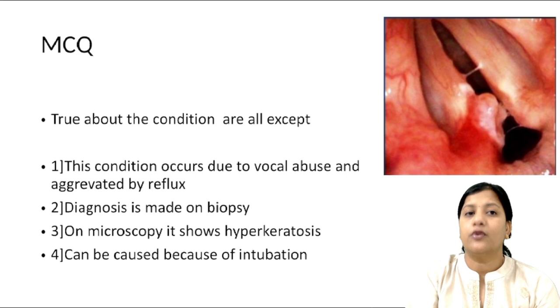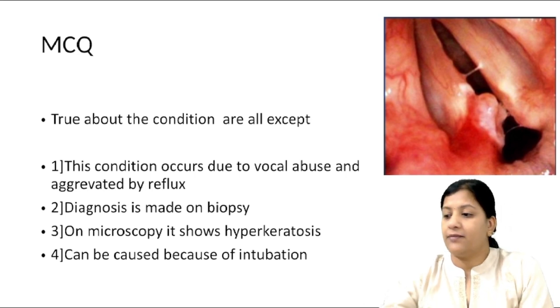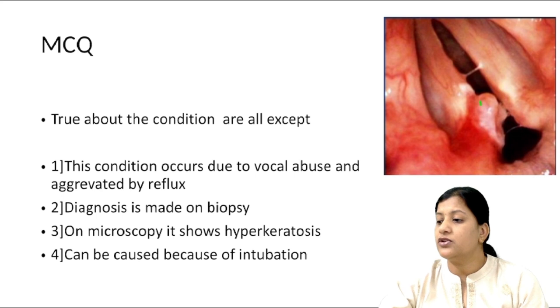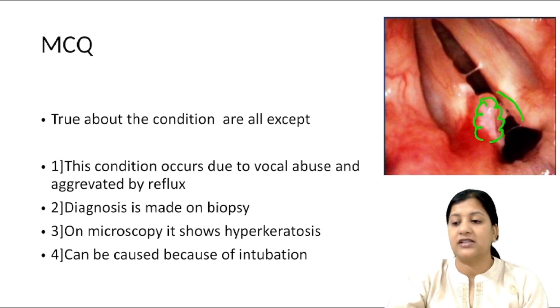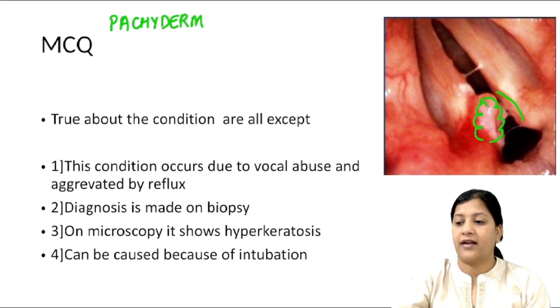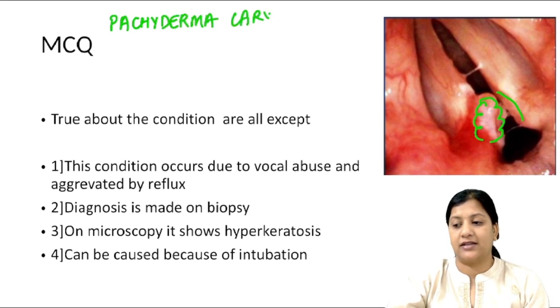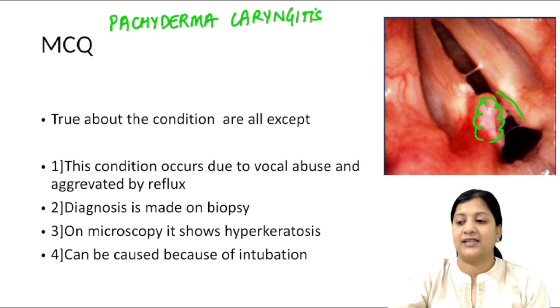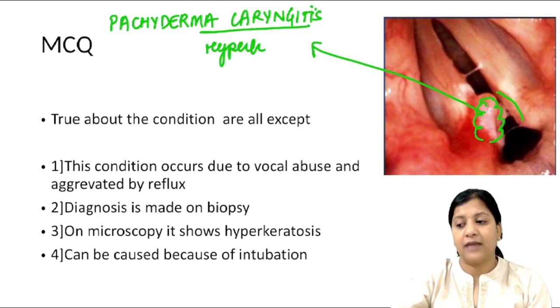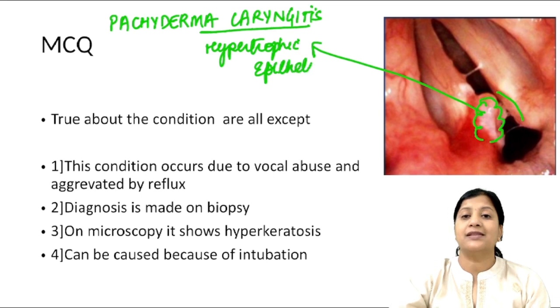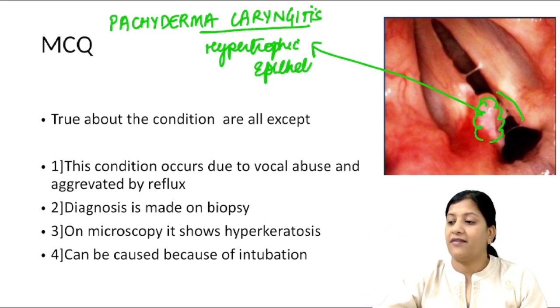Now, all of you need to look at the image first, and once you look at the image, you should get your diagnosis. If your image is showing you hyperplastic epithelium on one side and a corresponding depression on the other side, it is suggestive of pachyderma laryngitis, also called contact ulcer, also called kissing ulcer. Pachyderma laryngitis is a condition where you see hypertrophic epithelium on one side, and this hypertrophic epithelium is pressing on the other side, and as a result you are having a depression.